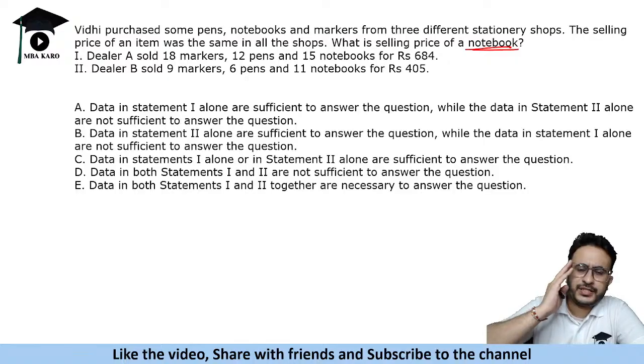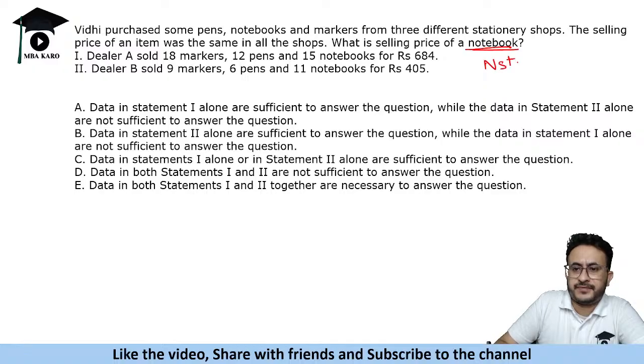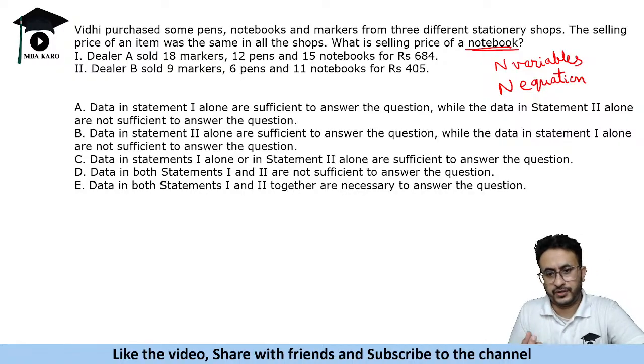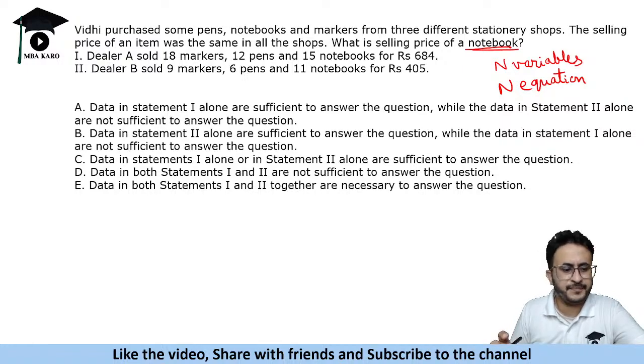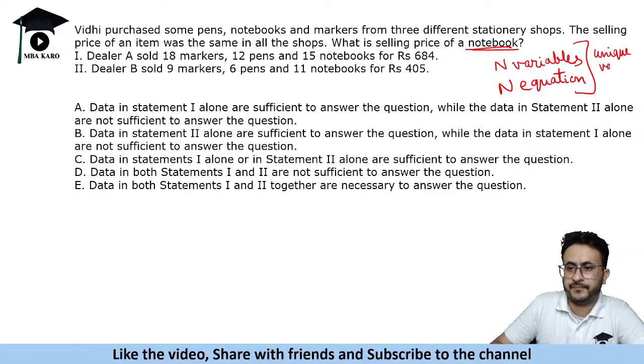So let's see this question. Okay, now in general what happens is, if there are n variables, we need n equations, isn't it? Like we saw in the rule, if there is one equation and one variable, we can find the answer. If there are two variables, we need two equations, right? Here there are 3 variables, we will need 3 equations to find a unique answer, in order to get unique values of all variables. So that is the general rule of algebra.